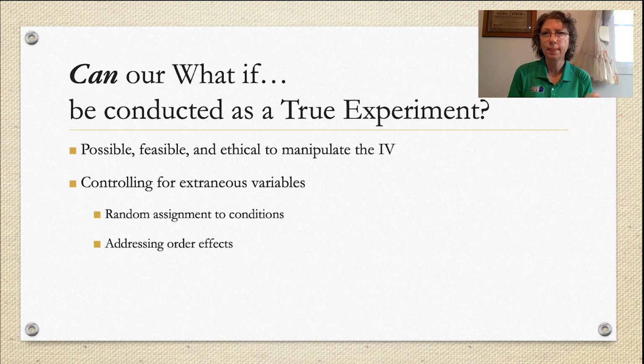It would be different. So can you really manipulate, by random assignment, which course each student is going to take, the hybrid, the fully online, or the face-to-face? Probably not. Probably not ethical, probably not feasible for a researcher or an institution to do that. So controlling for extraneous variables becomes really difficult with this what if. You can't really randomly assign conditions.